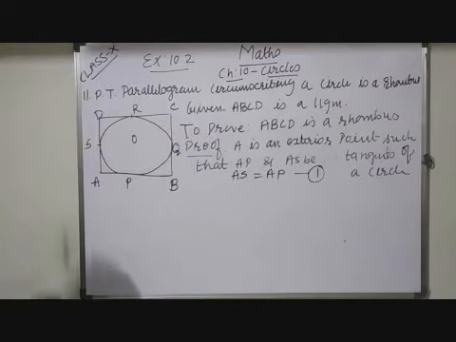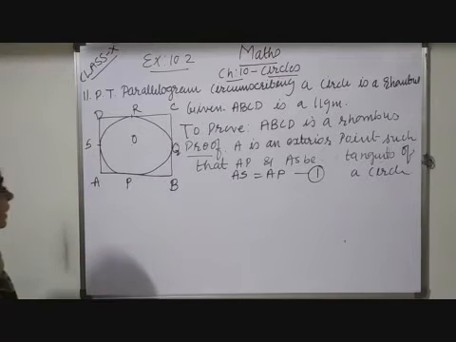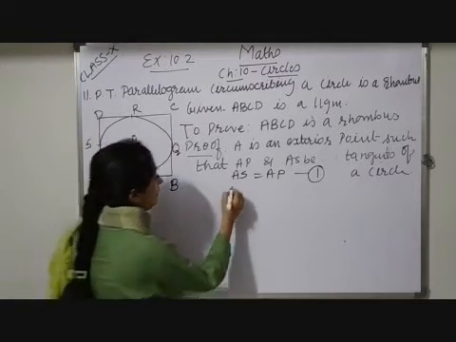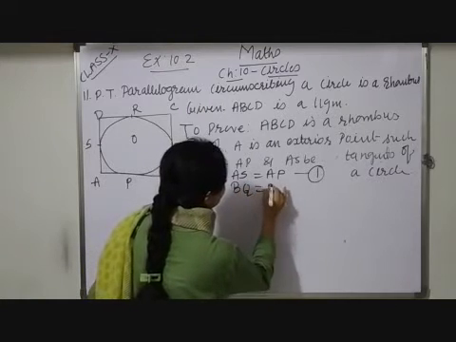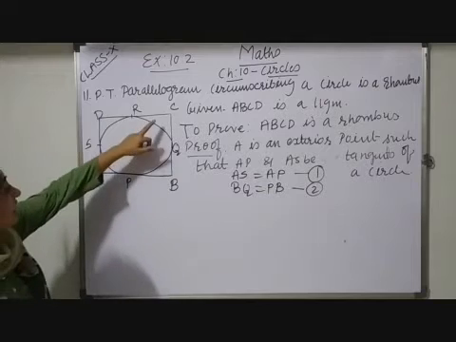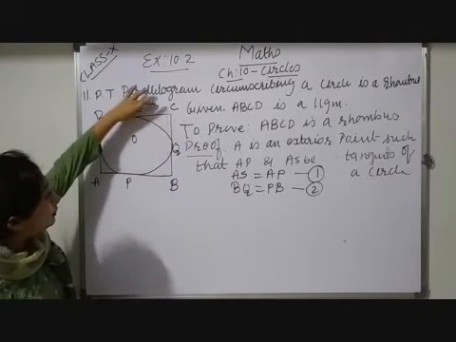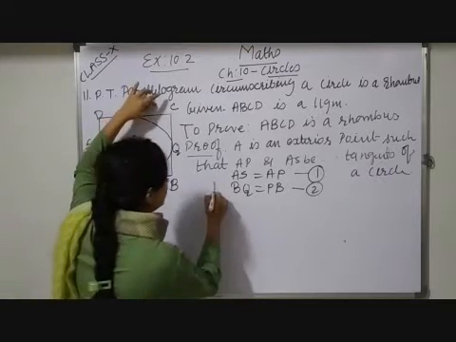Similarly, if B is an exterior point, I can write BQ is equal to PB. Let this be equation number 2. Also, if C is an exterior point of the circle, then these both will be tangents.